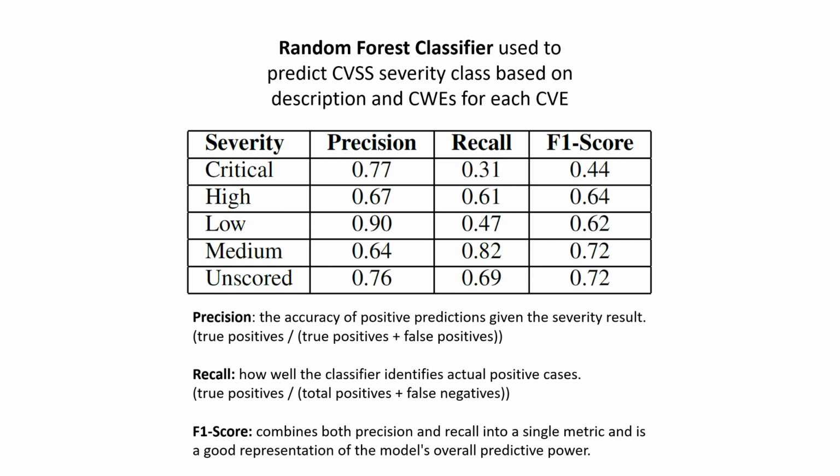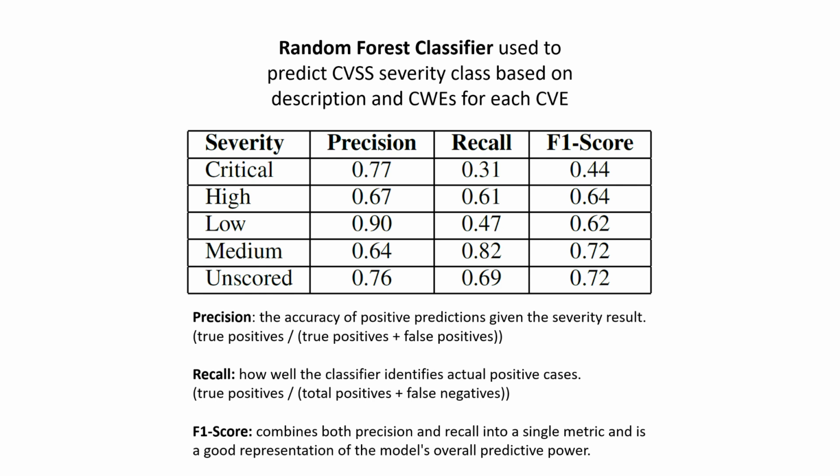The precision score indicates the accuracy of the positive predictions given the severity result. The recall indicates how well it identified actual positive cases. So as you can see, the formulas there: precision is true positives divided by true positives plus false positives, and recall is true positives over true positives plus false negatives. And the F1 score combines those two metrics into a single one. So it's a good gauge of accuracy that takes into account both false positives and false negatives.